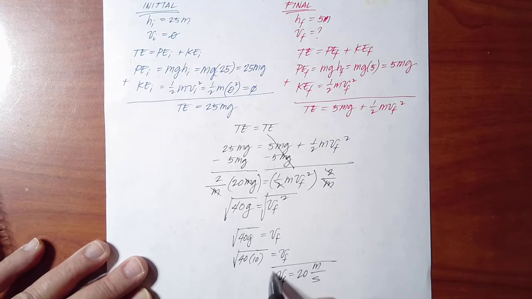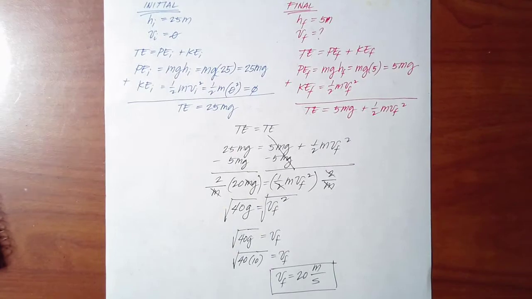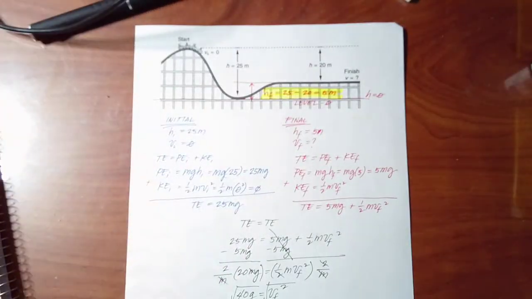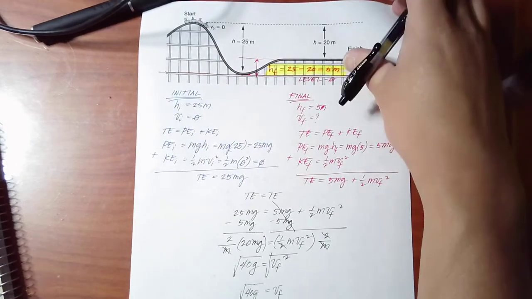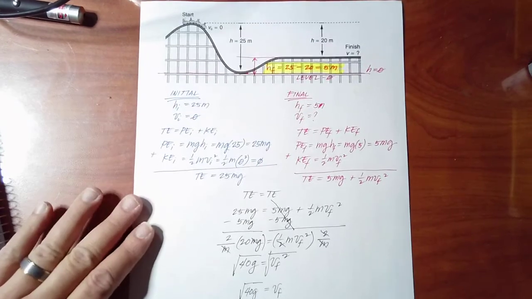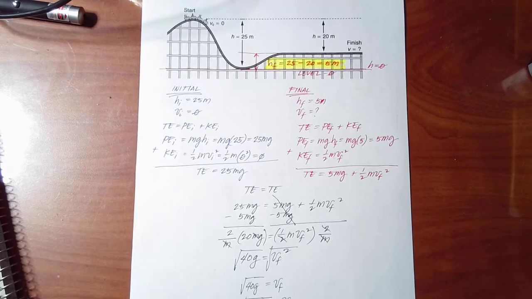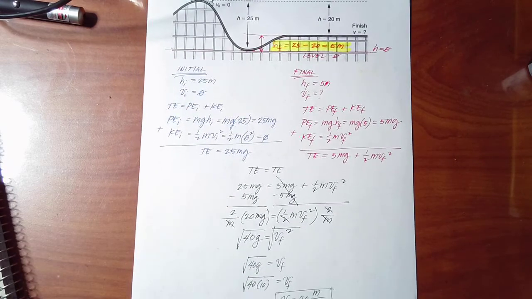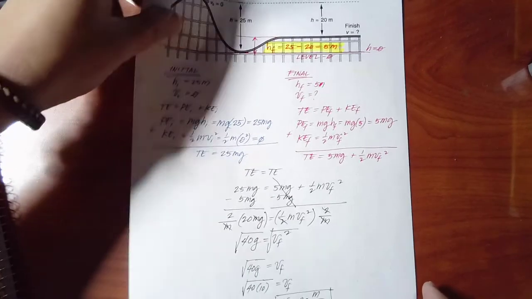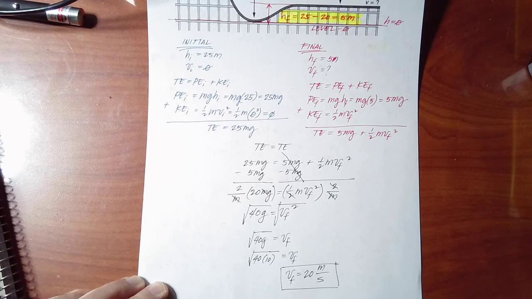So this will be our final answer in terms of the final velocity of the problem with a roller coaster that is released at a height of 25 meters, dropping to 0, going back up to 5 meters, and then on a straight track and then coming to rest.